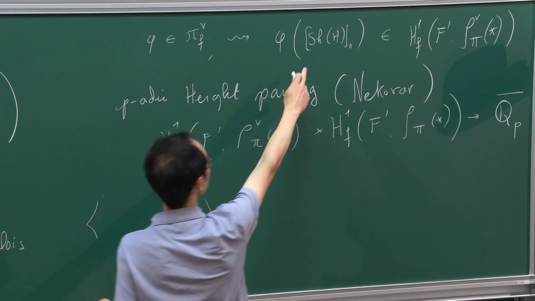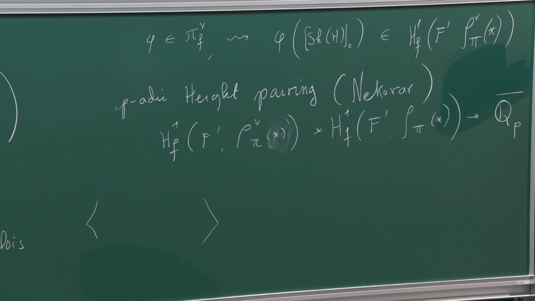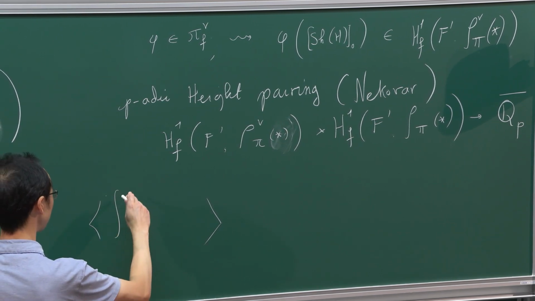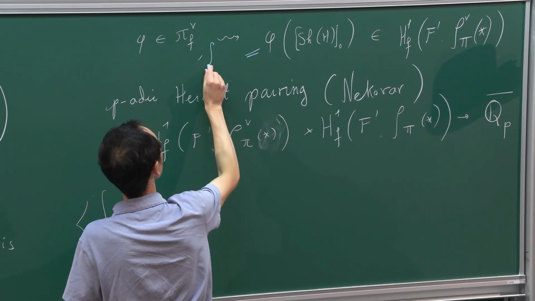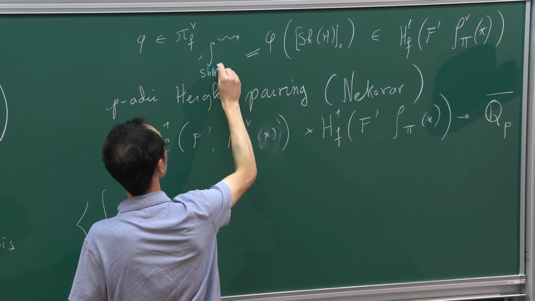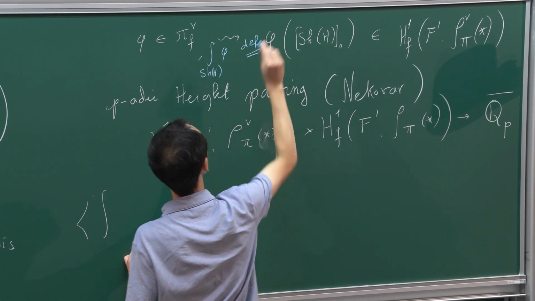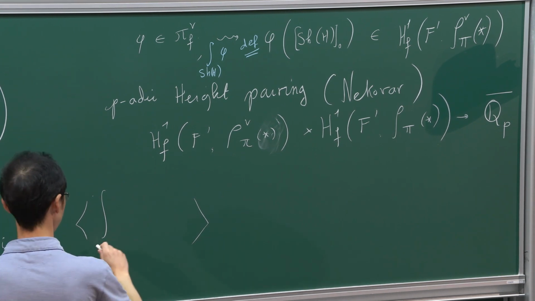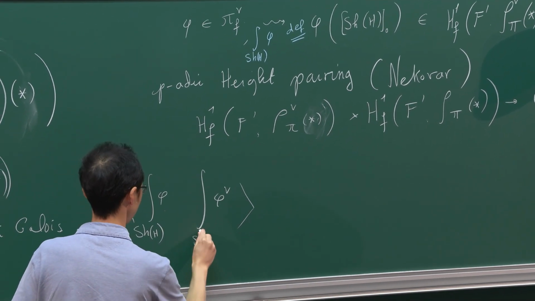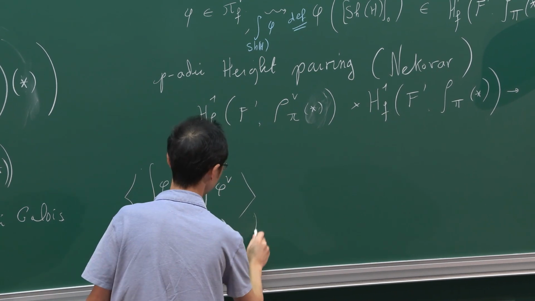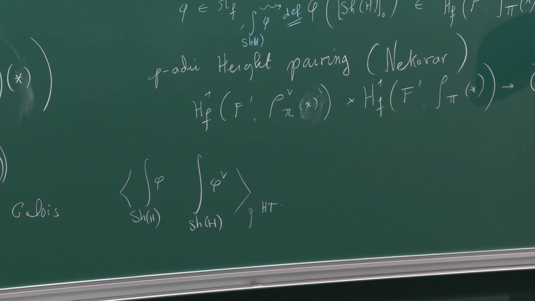So those two classes, as I suggested last time, I prefer to write this class as an integration, just to make it look like the Waldspurger-Gross-Zagier formula. So this one, I will rewrite as an integral over phi. It's just a symbol, just a notation for the image of this class. So in this way, here I apply the p-adic height. So this is well defined.